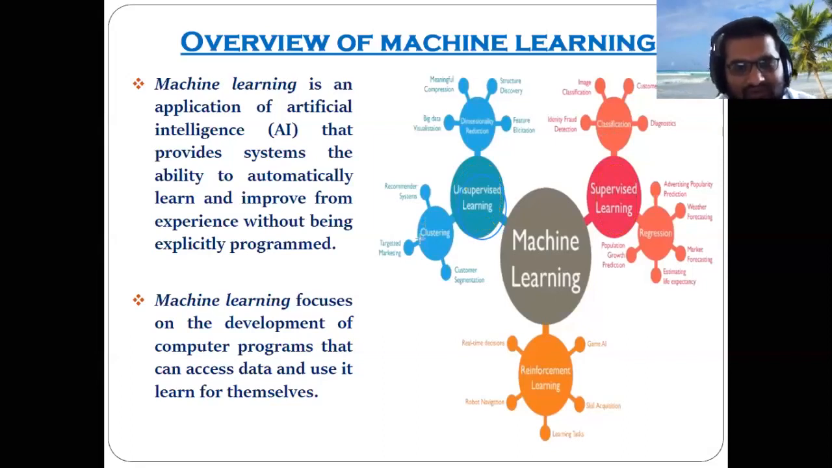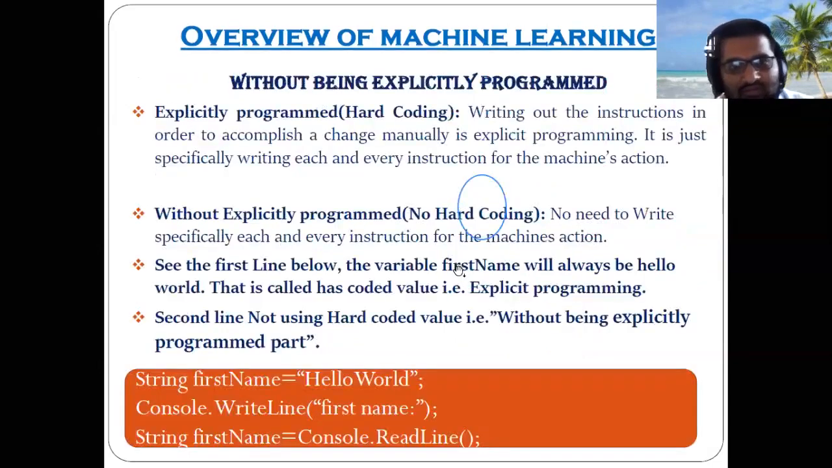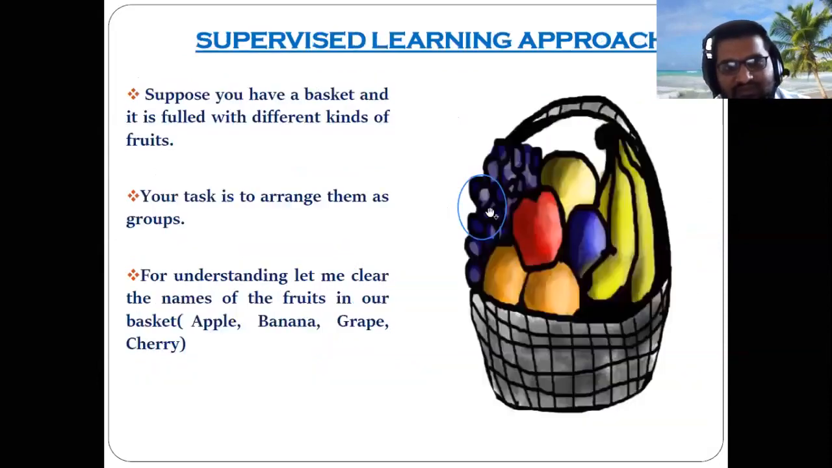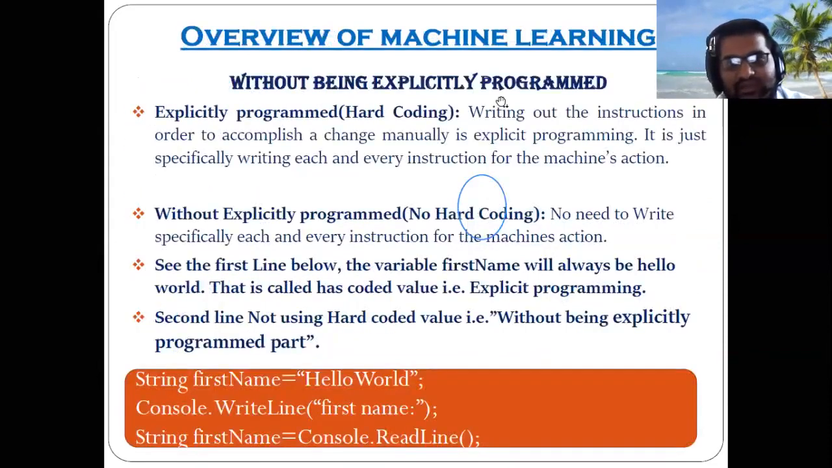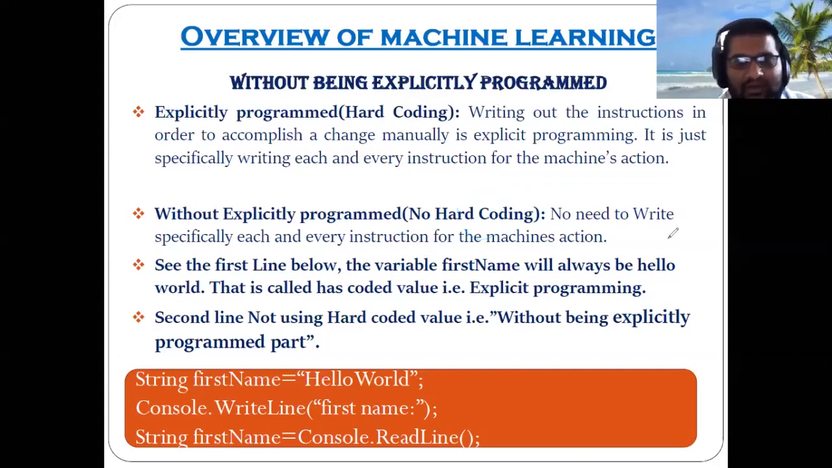Before we go to the actual algorithms, we need to clear one important point from here: what is meant by "without being explicitly programmed". Last time also we discussed this point. Today we have taken one example, and with the help of that example we can make that concept clear.